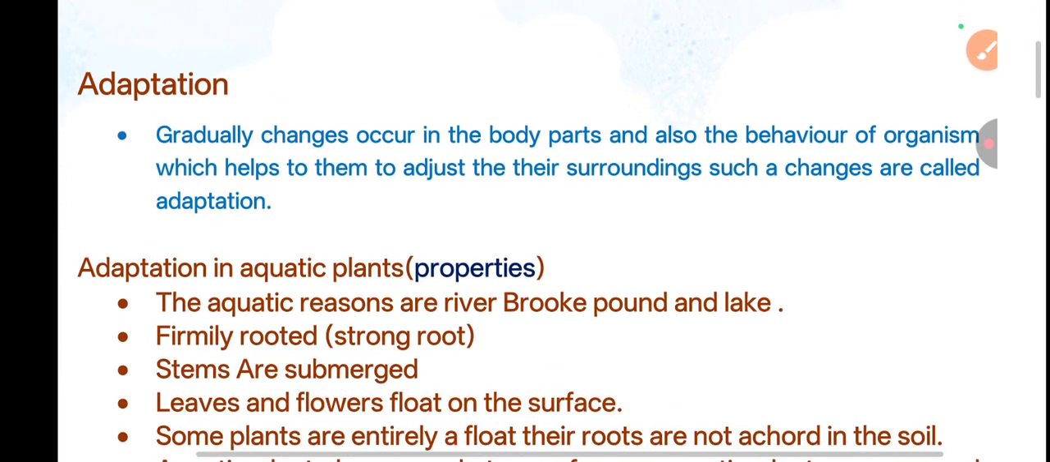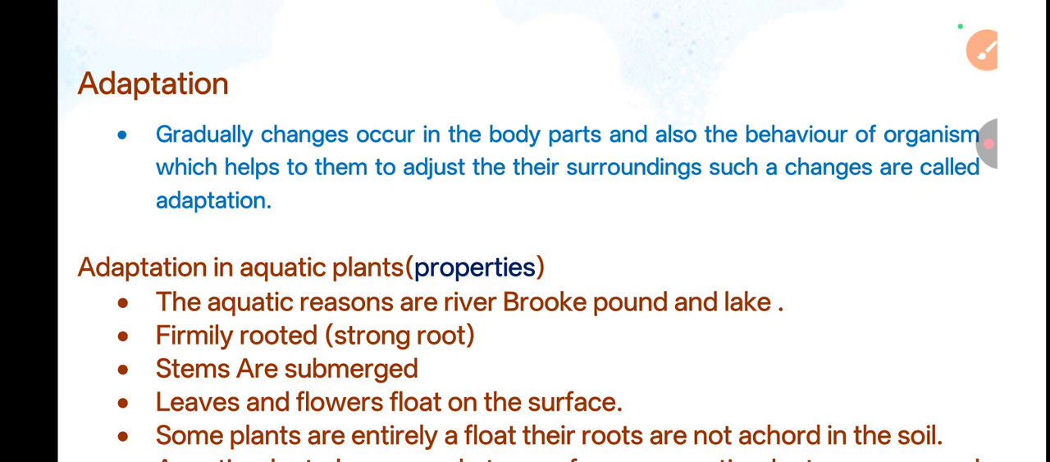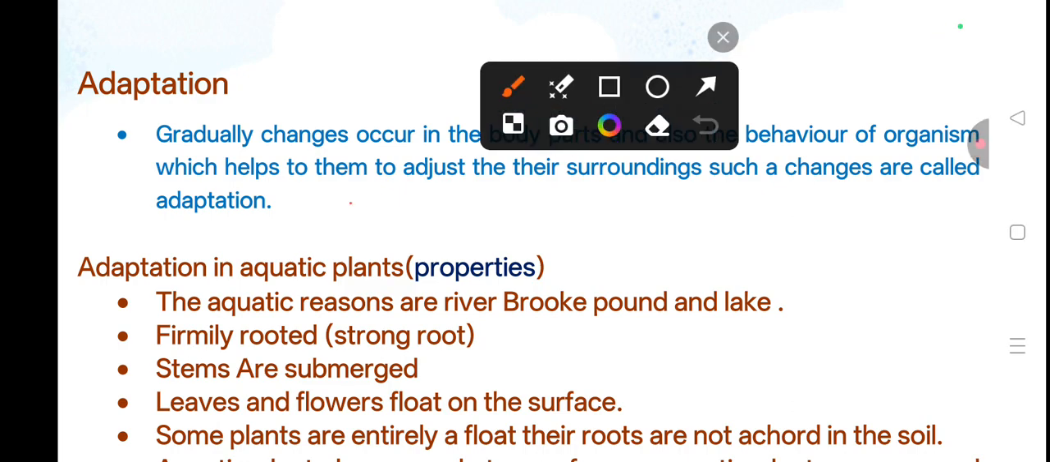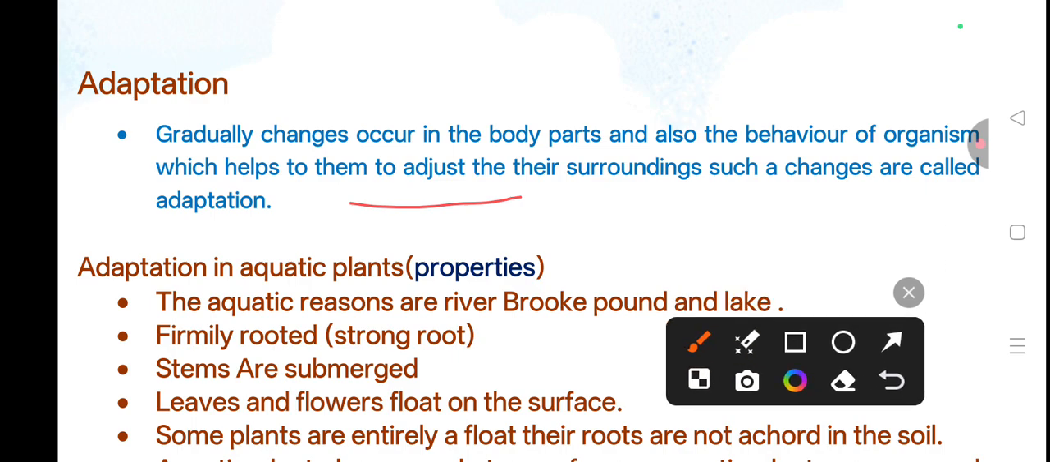What is meant by adaptation? Adaptation means gradual change occurring in the body parts and also the behavior of the organism, which helps them adjust to their surroundings. Such changes are called adaptation. Gradually means stepwise. Some people are kids, go to child, then go to the next stage, adult. That is like a gradual, stepwise change in body parts.